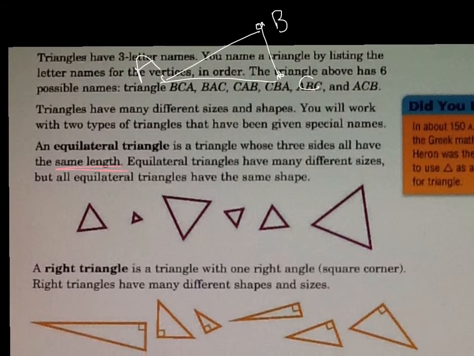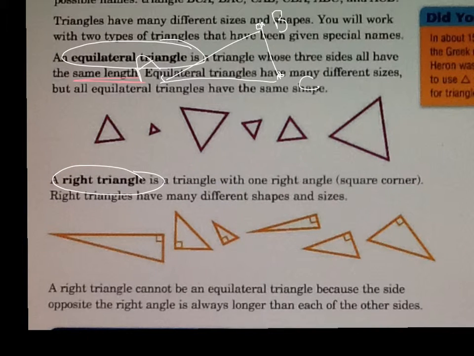Turn and share with your partner what it means for something to be an equilateral triangle and a right triangle. Go ahead. It's important to note that a right triangle cannot be an equilateral triangle because the side opposite the right angle is always longer than each of the other sides.